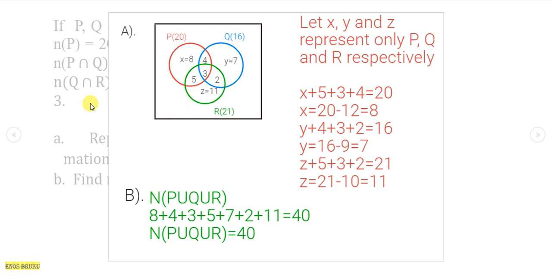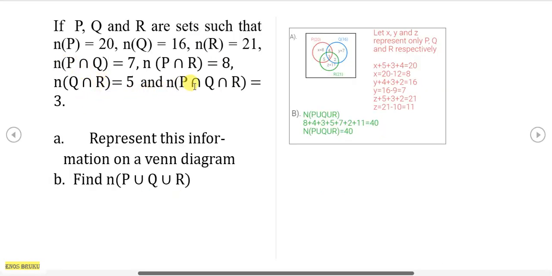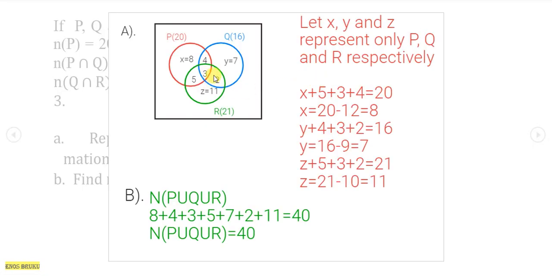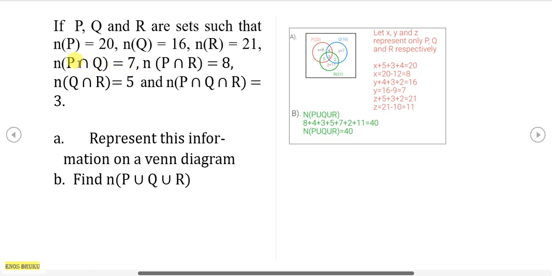The next step is to look for the three intersections. The intersection of P, Q, and R is 3. So which means the middle over here, where all the three circles cut each other, the space it creates is 3. Okay, so now the next step is to fix the 7, which is P intersection Q. P intersection Q is giving us 7.